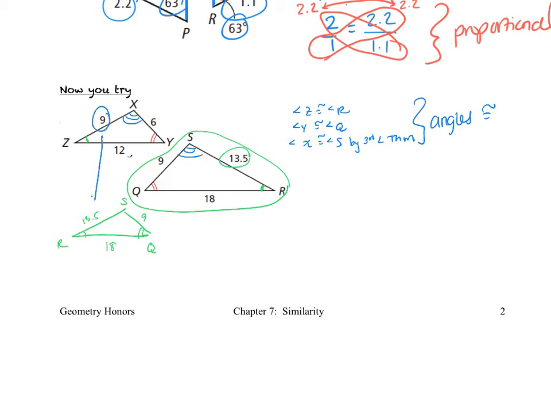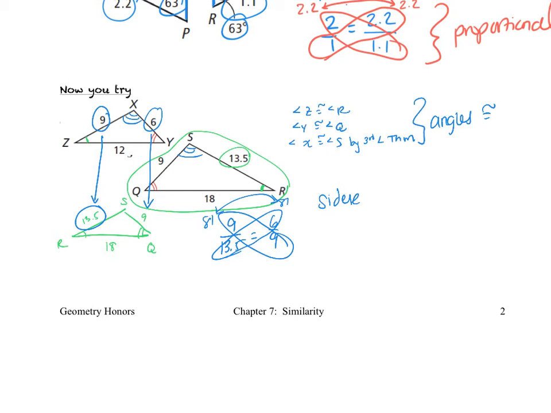So I know that the 9 is supposed to go with the 13.5. So I can do 9 over 13.5 equals, and 6 would go over 9, equals 6 over 9. And remember, you can cross multiply. So 9 times 9 is 81. 13.5 times 6 is 81. These cross products are equal to each other. So I know that the sides are proportional. Since this is the case, we have congruent angles, sides that are proportional. These two check marks mean that we have similar figures.